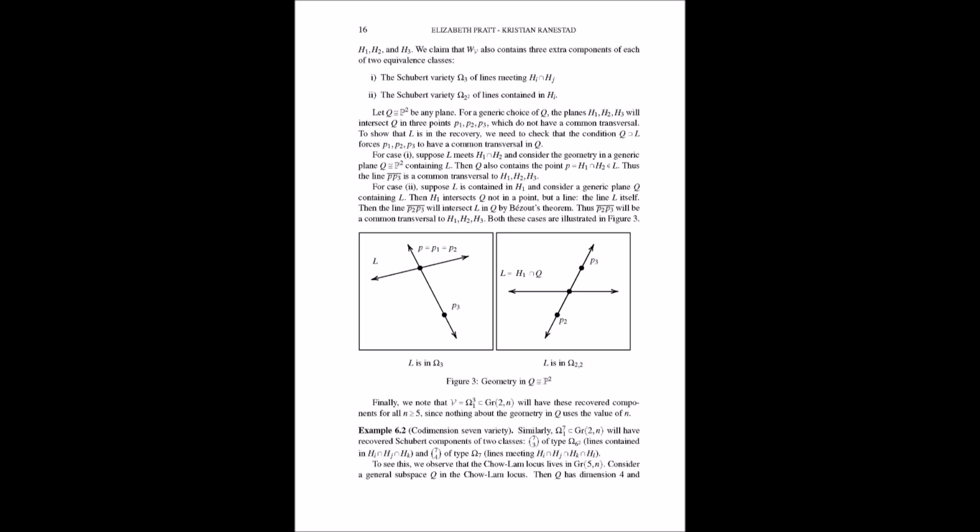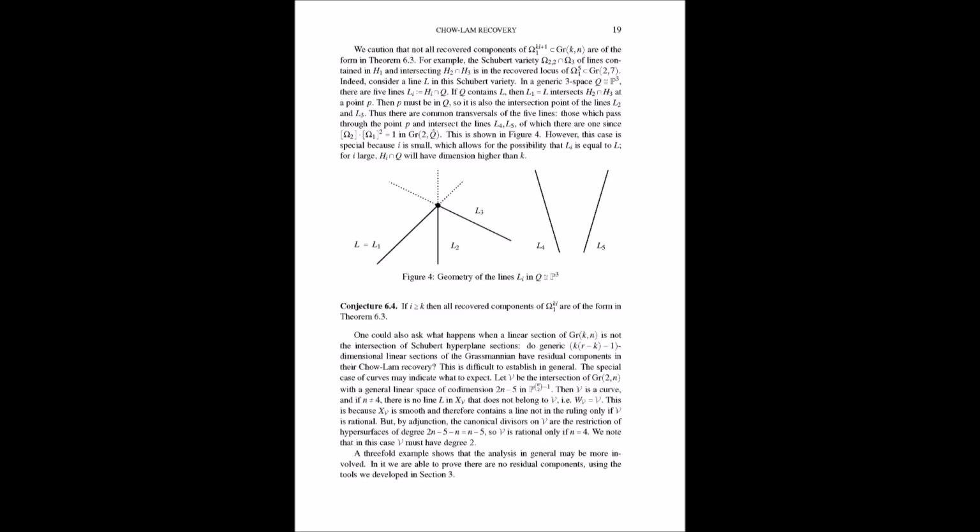well, H1 itself intersects Q in a line. Because they're both planes. Right, and that line of intersection acts as the transversal. So in this case, the transversal is already there because L lies within H1. Exactly. And what's cool is that this argument works regardless of the dimension of the ambient projective space. Meaning it doesn't matter if we're in P4 or P5 or even higher dimensions.